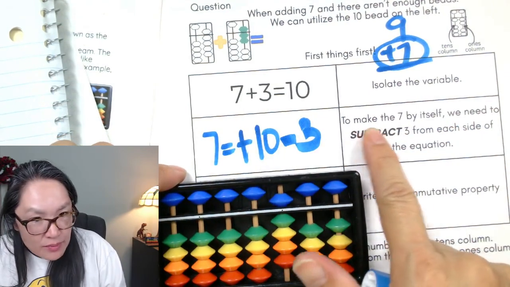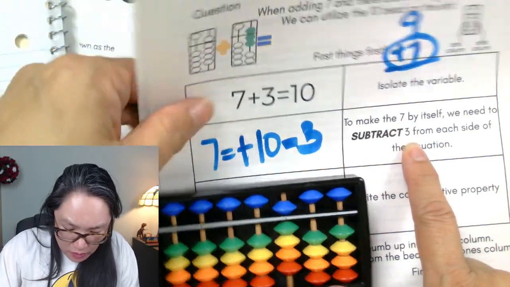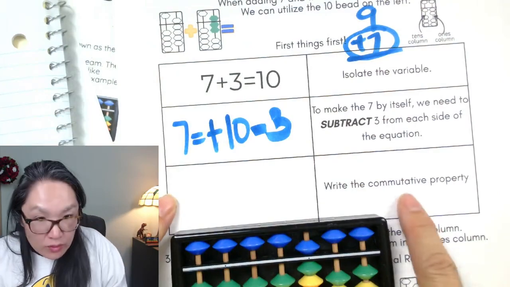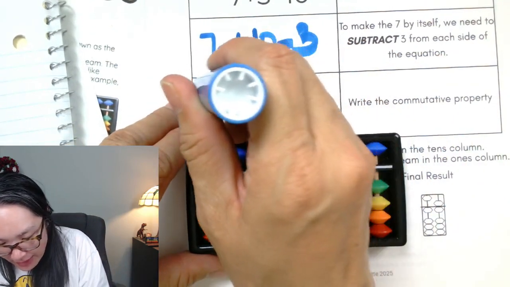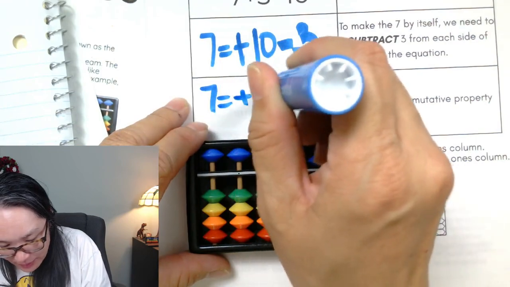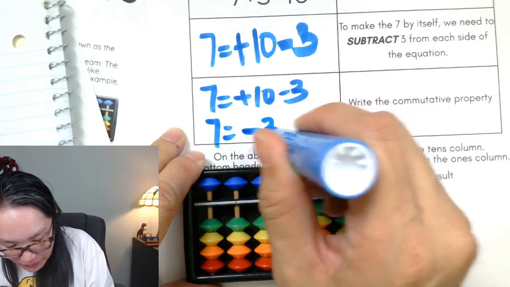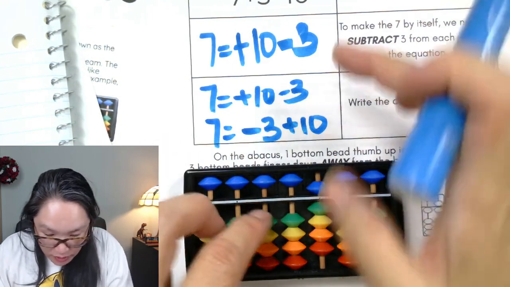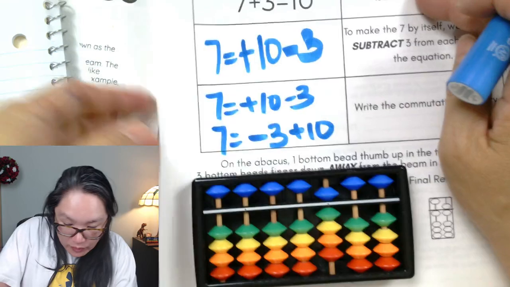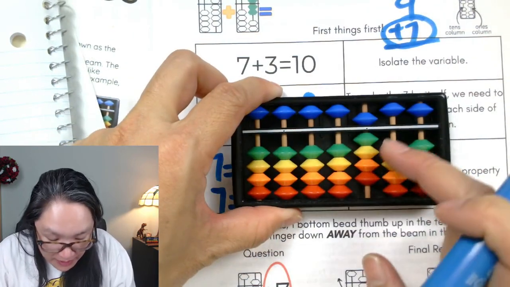Here it says make the 7 by itself. We need to subtract 3 from each side. So when we write it, we can use the commutative property. If I want to add the 7, I can plus the 10 minus the 3, or I can minus the 3 plus the 10. This is the same. When we want to add the 7, I can minus the 3.